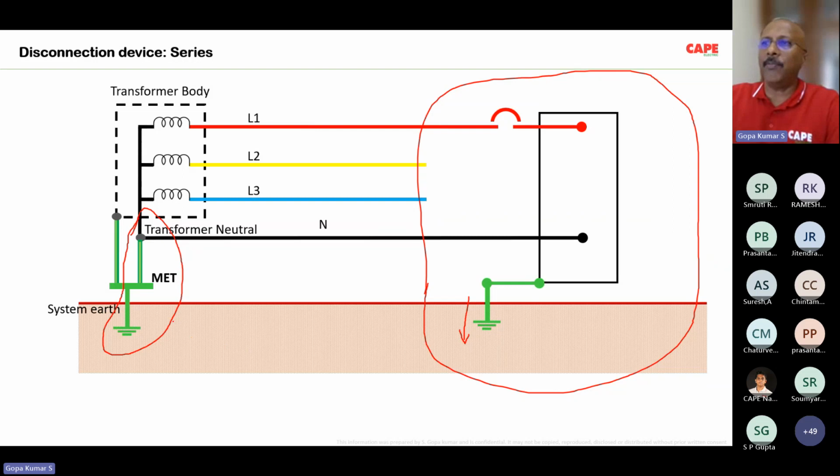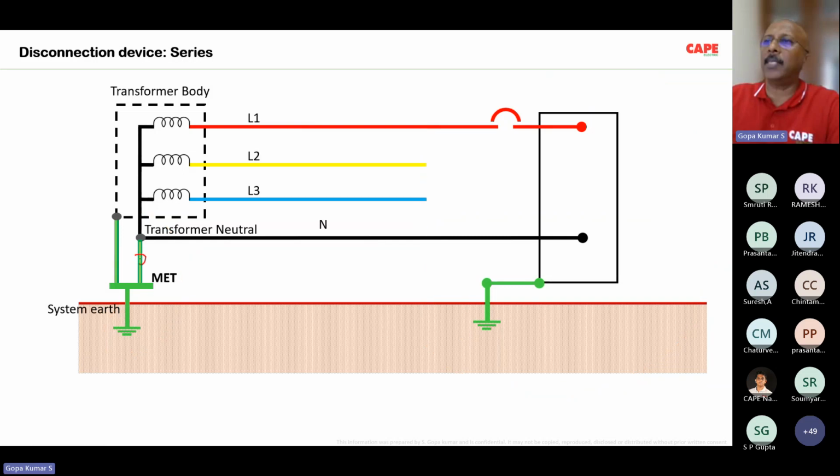There is one more system which is called IT. In case of IT, this connection does not exist. As a result, the neutral is completely insulated. Nowhere is it connected. That is IT. So these three kinds of systems are there.